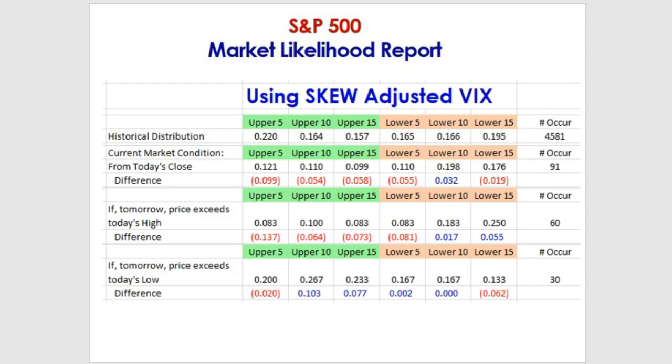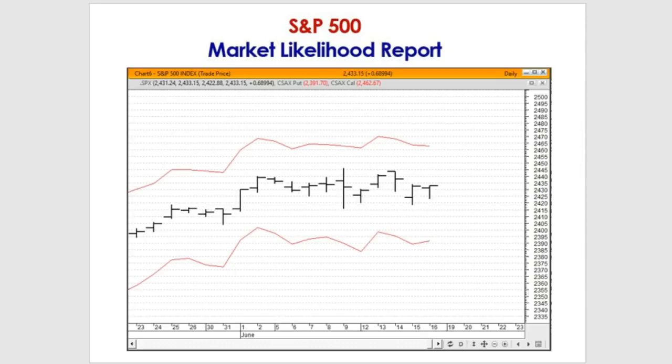Finally, we go to the market likelihood report. What we're doing here is answering the question based upon past occurrences of our current market condition: what's the market likely to do? Go up, down, or wobble around for a bit? And so to answer that, we use what we call distribution bands. Let me go to this, and then we'll come right back.